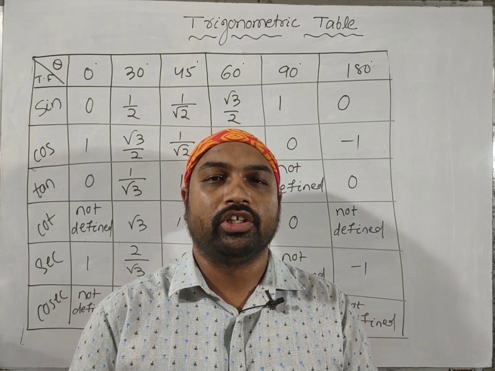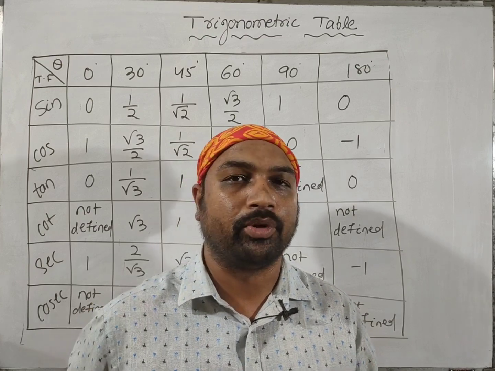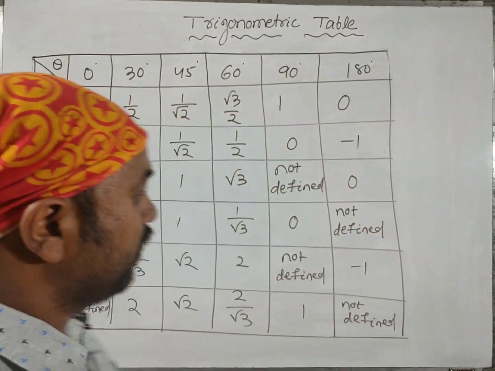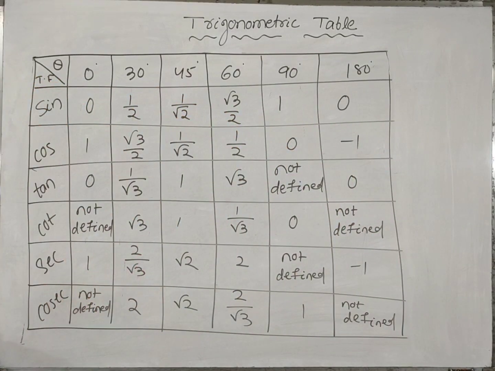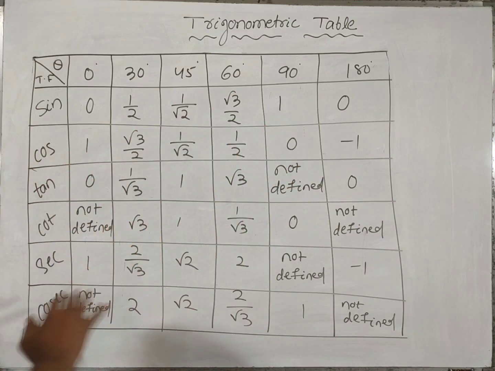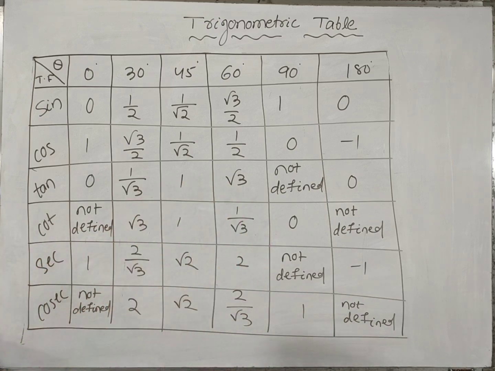In this particular video session, we are going to discuss the trigonometry tables and some of the problems based upon the trigonometry tables. So first of all, let us go through the trigonometry table. Here it is, the trigonometry table of all 6 trigonometry functions from the value 0 degree to the value 180 degree. You have to remember all these values because they are very important for the problem section. Then let us go through the trigonometric table section.